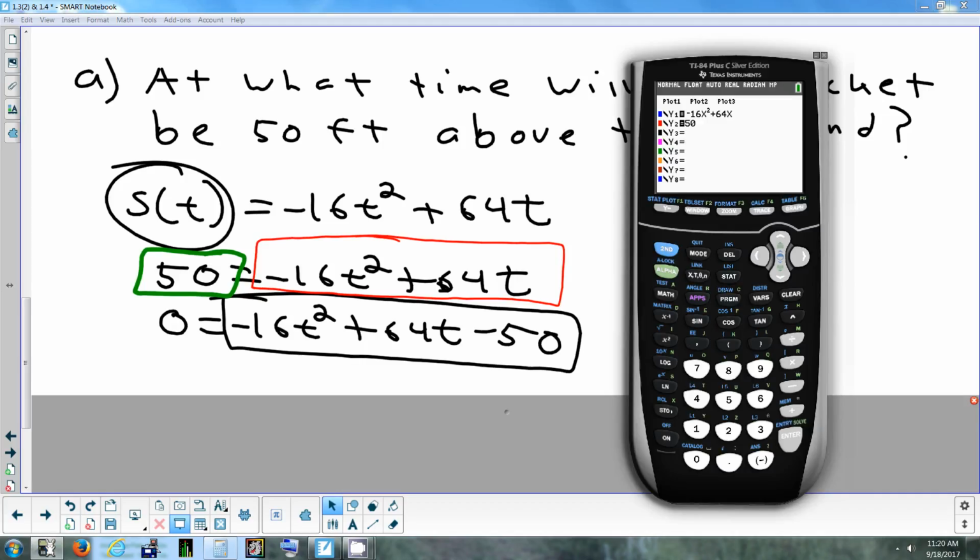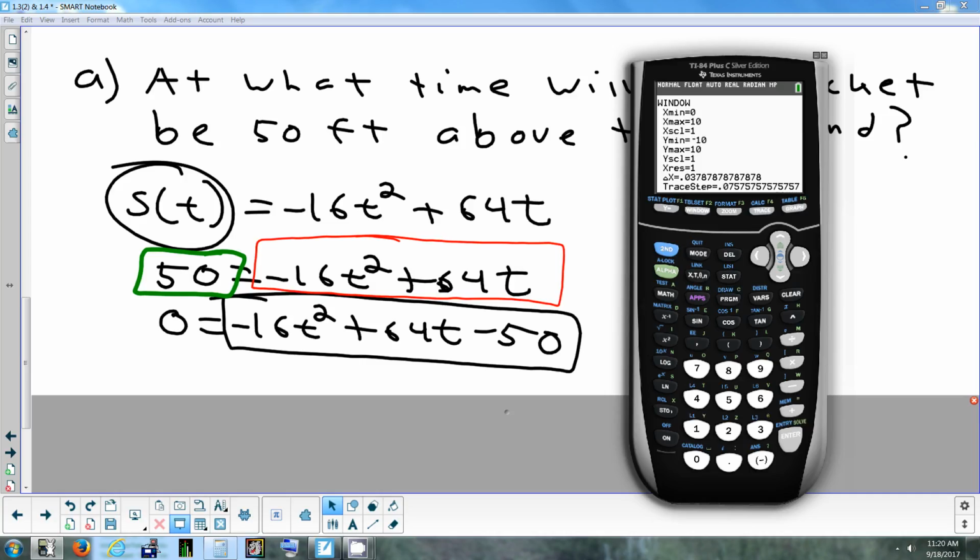Okay, now I need to set my window. X represents time. What's the minimum value you could have for time? 0. That's right before you throw the object. Okay, 0. Now, the maximum amount of time would be how long the object is in the air for. We don't know. So I'm going to leave it at 10. If that doesn't work, I'll fix it. But I'm going to assume it's in the air less than 10 seconds.